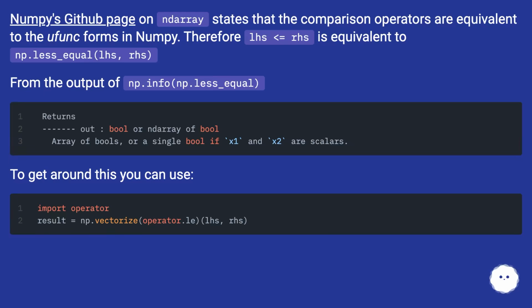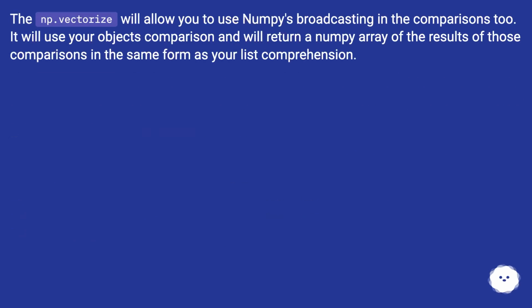To get around this, you can use np.vectorize. It will allow you to use NumPy-wise broadcasting in the comparisons too. It will use your object's comparison and will return a NumPy array of the results of those comparisons in the same form as your list comprehension.